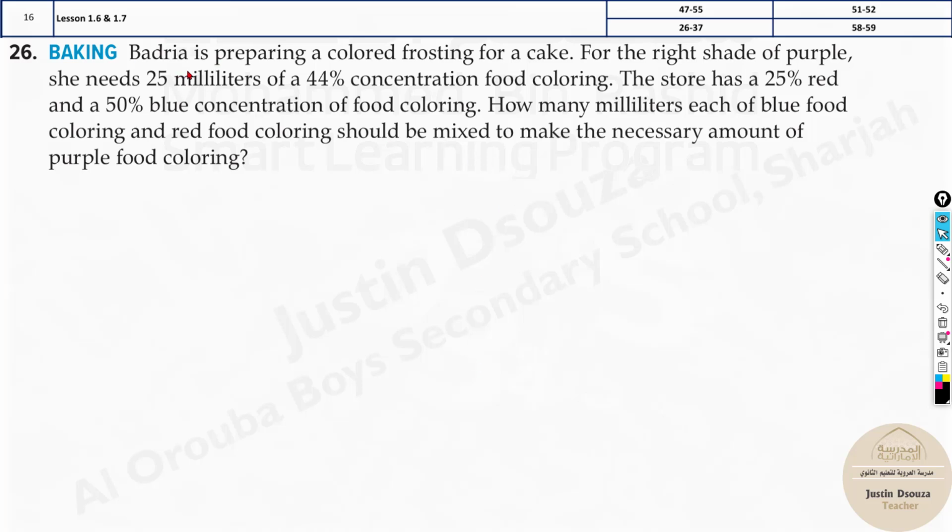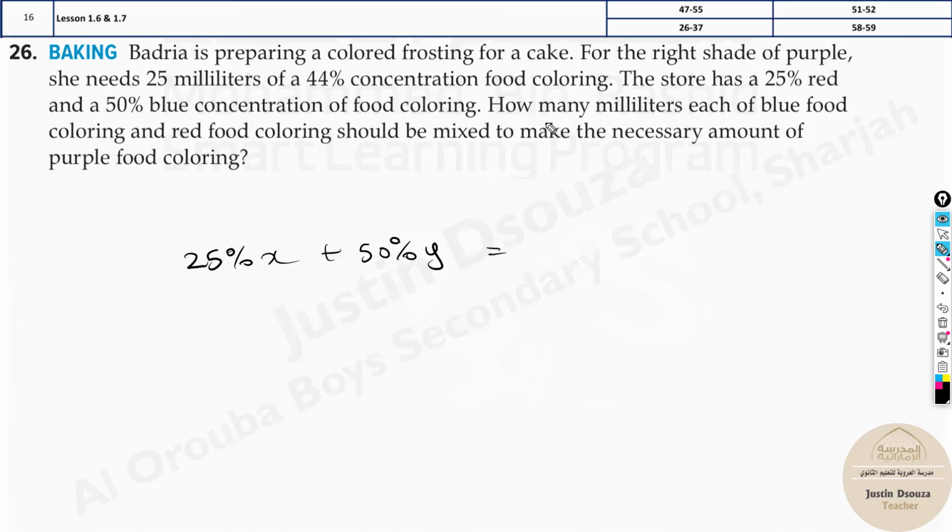In the same way, this is another problem. Badriya is preparing a colored frosting for a cake. For the right shade of purple, she needs 25 milliliters of 44% concentration food coloring. Okay, so 25 milliliters of 44%. The store has a 25% red and 50% blue concentration of food coloring. Now here, red coloring and blue coloring, you can take these as X and Y. So if we write 25% of X plus 50% of Y, let's see what it is equal to.